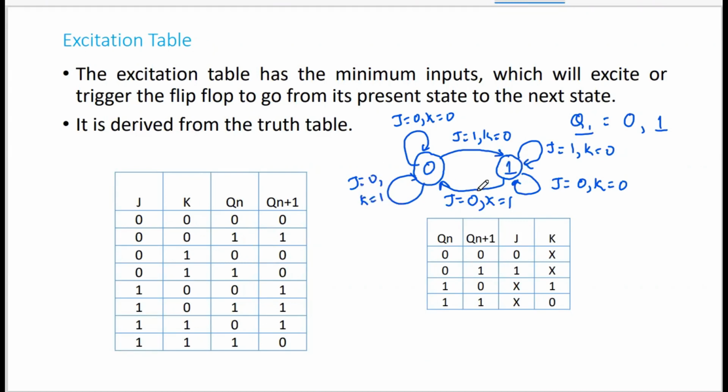So all the transitions are being given here except the one, that is j is equal to 1 and k is equal to 1. Because j is equal to 1 and k is equal to 1 will definitely change it like this: 1 becomes 0 and 0 becomes 1. So this is being listed, and on the basis of that, your excitation table is being drawn. So what is present in the excitation table?